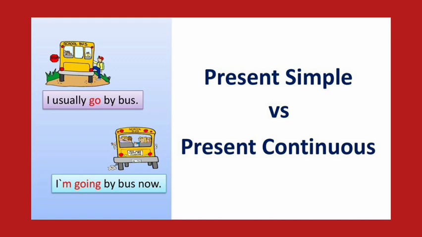Second example, I am going by bus now. Here you can see that the present form of the be verb am, and with that the present form of the main verb go, and with the main verb ing has been used. Also the time expression now has been used. So this sentence simply denotes present continuous tense.